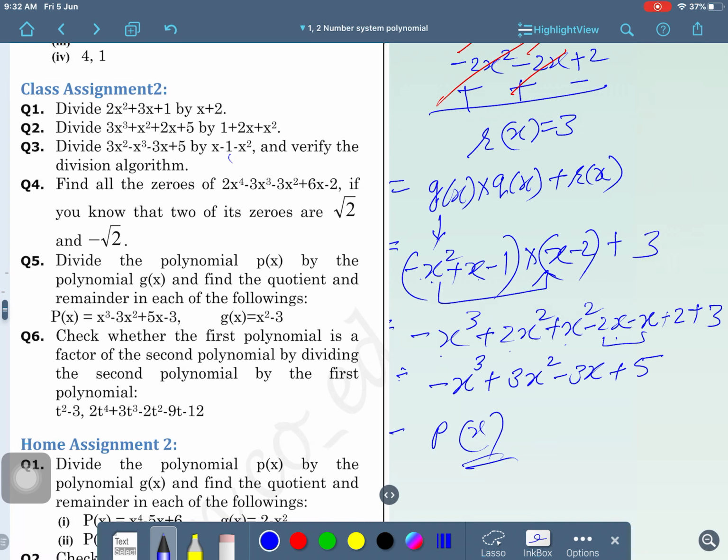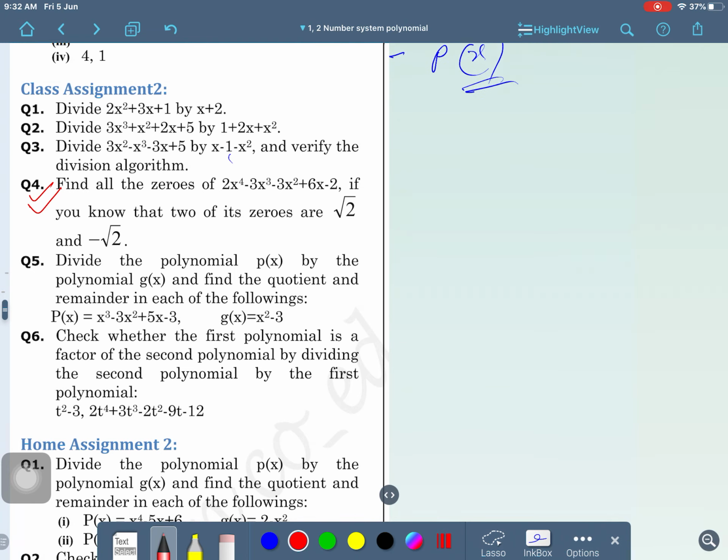I am talking about question number 4, you may see. Find all the zeros of 2x to the power 4 minus 3x cube minus 3x square plus 6x minus 2, if you know 2 of its zeros. First you tell me what is the degree of this polynomial? The degree of this polynomial is 4. Is that clear?